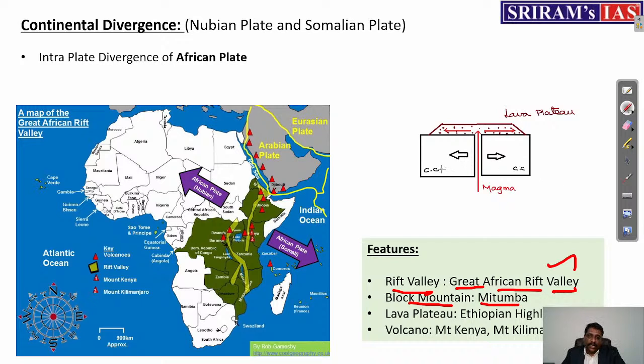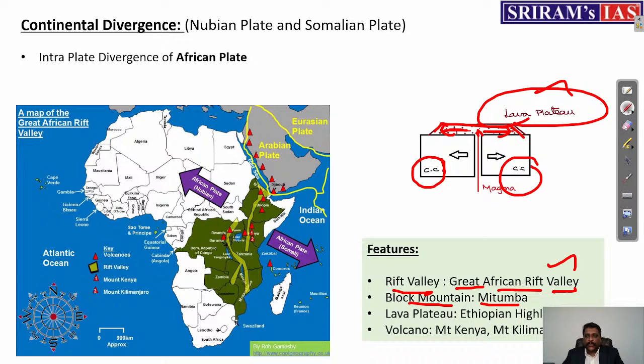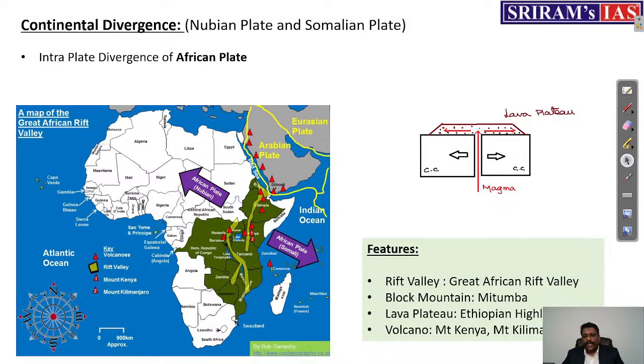Then see, like oceanic crust, continental crust can also completely open up. If it is completely opening up, the magma can still come to the surface, spread horizontally, spread over a larger distance, cover a larger area, and eventually form what? A lava plateau. In that way, you may also have a lava plateau. The Ethiopian highland is a classical example of a lava plateau.